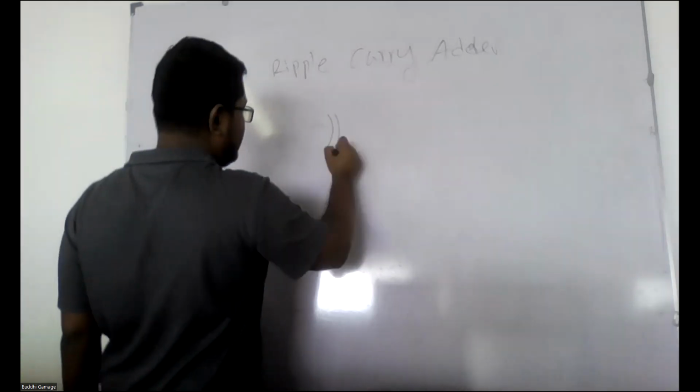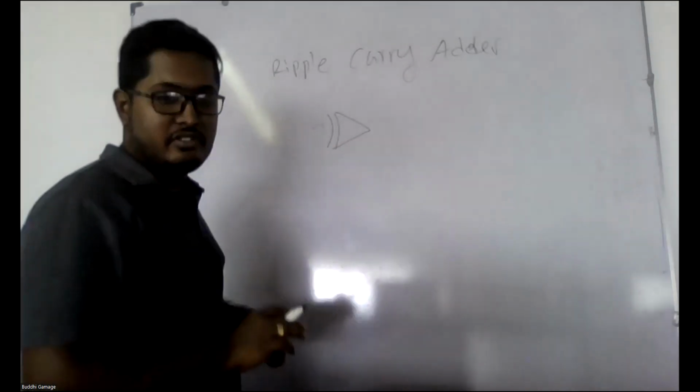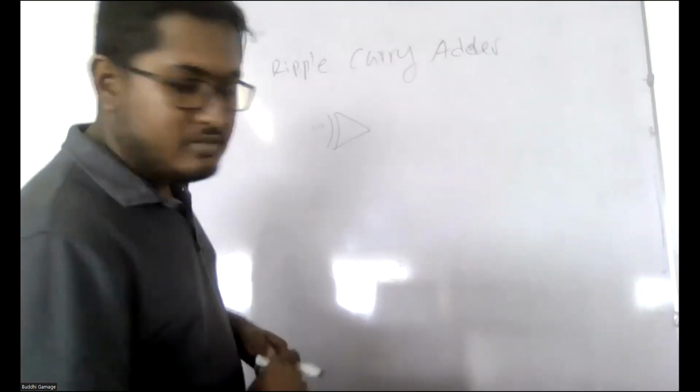So for the full adder, you need two half adders.